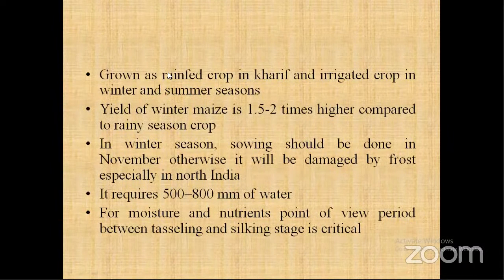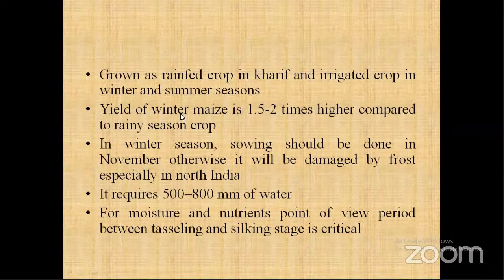In Kharif season, maize is mainly grown as a rain-fed crop. Rain-fed crop means it depends only upon rainfall for moisture. And in Rabi, winter and summer seasons, winter is nothing but Rabi season, it depends upon irrigation. That's why it is grown as an irrigated crop. Yield of winter maize is always 1.5 to 2 times higher compared to rainy season crop. Rainy season means Kharif season. Winter season means Rabi season.